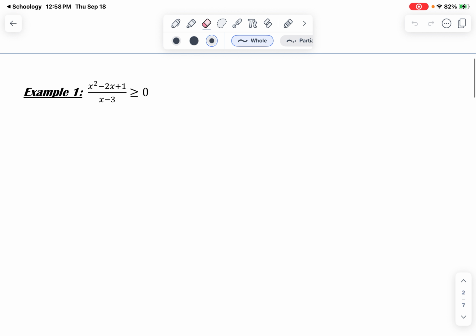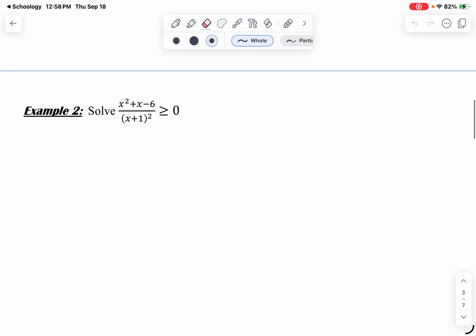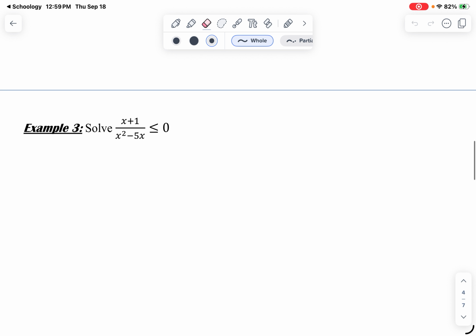Rational inequalities, which look like this, okay, so on and so forth. Rational inequalities look like fractions. When you look at them, you're like, oh, that's a fraction. This is a rational, okay? I didn't circle anything. This is a rational.